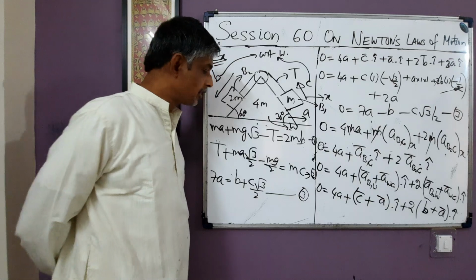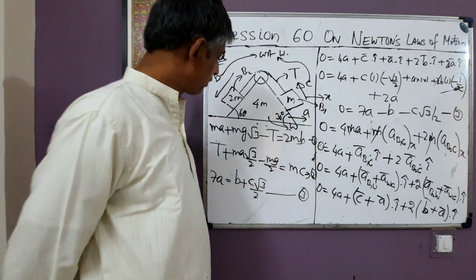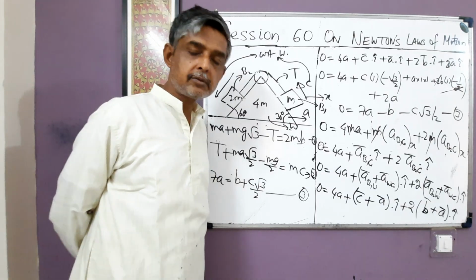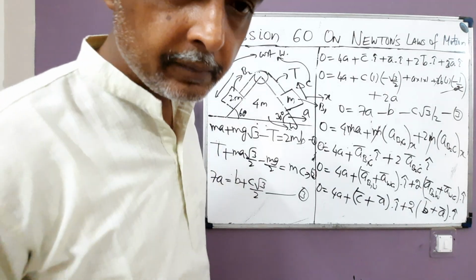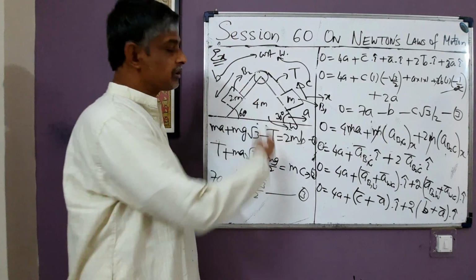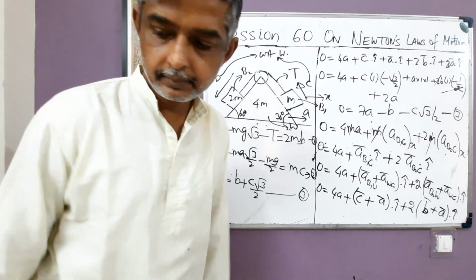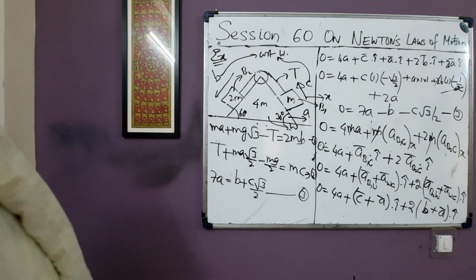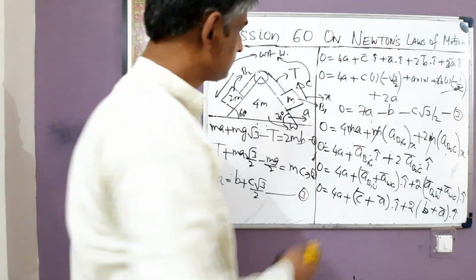Now how many unknowns are there? Count them: A, B, C and T. 4 unknowns are there, but we have written only 3 equations. We need at least one more equation to solve the problem completely. Okay, now that will come from the theory of constraint. Alright. Now I have this one.